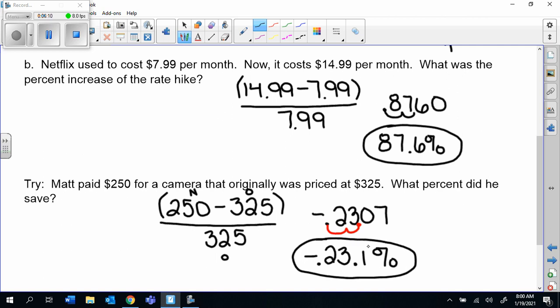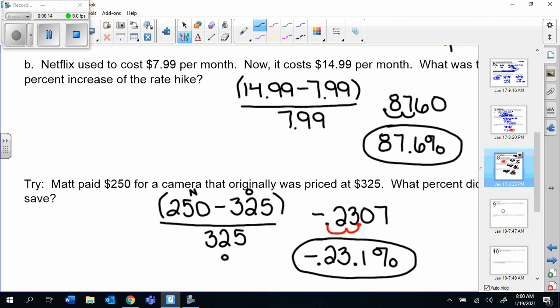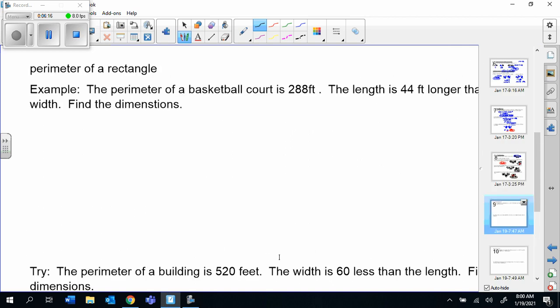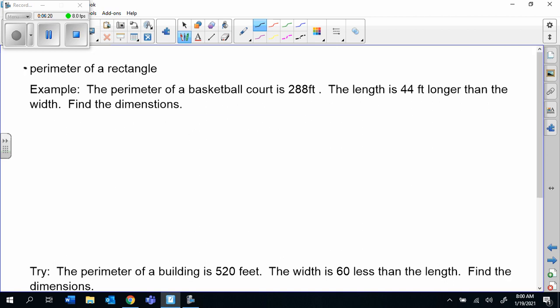So I find percent increases and decreases super helpful. Let's move on to a couple of different types. So I stuck with the geometry examples. The next one is going to be the perimeter of a rectangle.